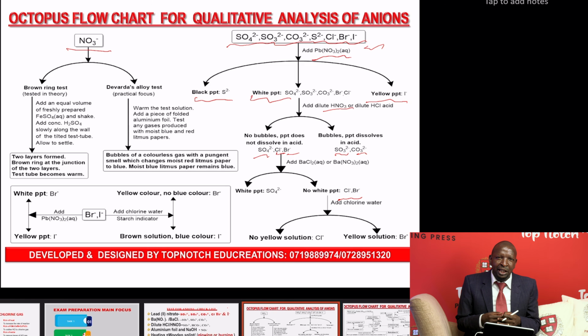Then we go to the Devarda's alloy. This one is not captured much in most of the books that are available.